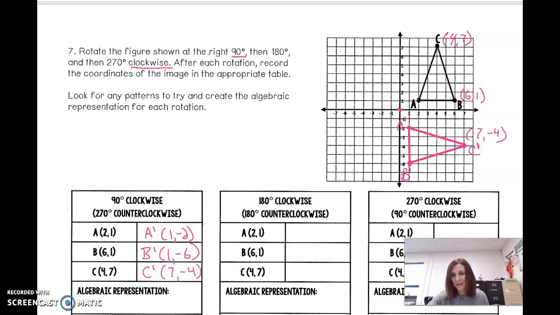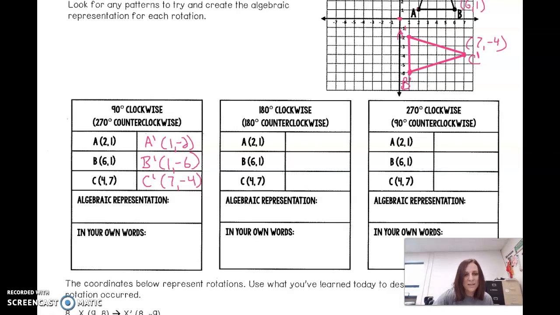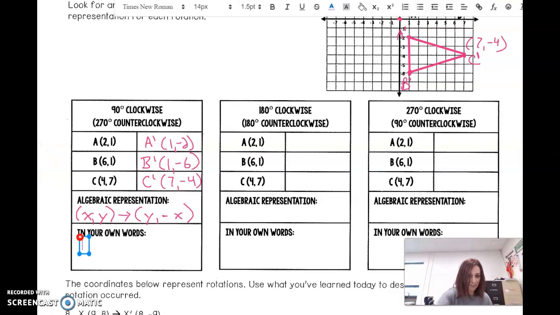So if we look at what happened here, notice in all of these, basically our x and y switched. 2, 1, 1, -2. 6, 1, 1, -6. 4, 7, 7, -4. So xy goes to, again, you want to make sure this is clear because this is going to help you out big time. We're going to switch our x and y around, but notice whatever the x value was became its opposite. So our new point is going to be y, the opposite of x. Y, the opposite of x. And that's what we're going to write here in our text box.